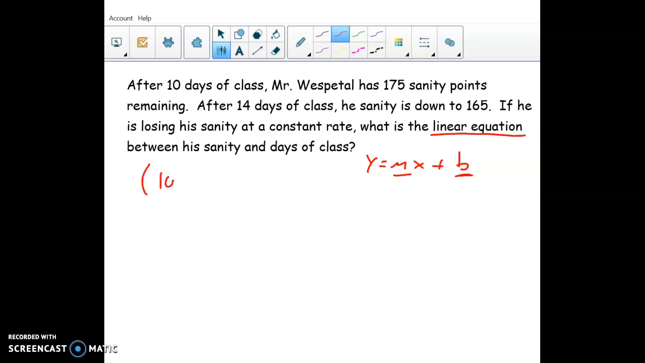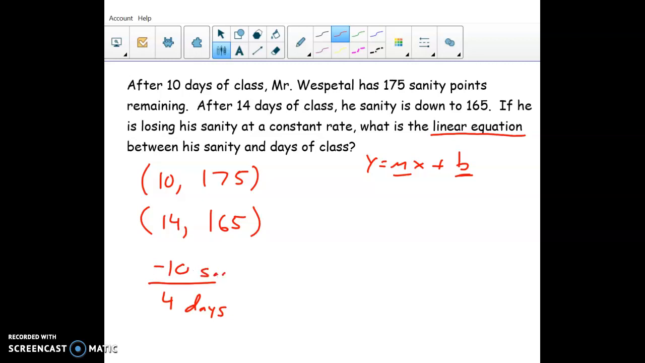Okay, so after 10 days, I have 175 sanity left. And then after 14 days, I have 165. So kind of the trick here is that's a change of 4 days. So in that 4 days, my sanity went down 10 points. Okay, so basically that's my slope, is if you reduce that, I lose negative 2.5 sanity a day. Okay, so in my equation, I have negative 2.5 sanity per day.